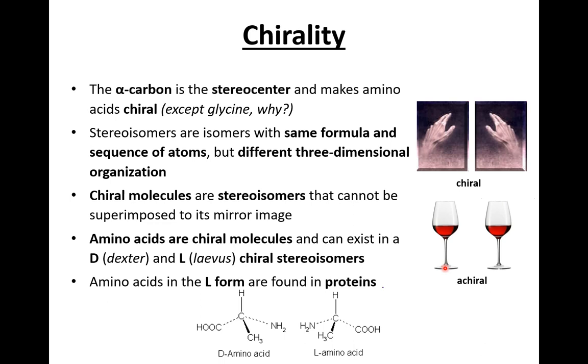And this leads ultimately to the existence of these two forms. They are different. Biologically speaking, these are two different forms of the same amino acid. And in protein, you always find the L form of amino acid. So only one of the two chiral stereoisomers for the same amino acid.